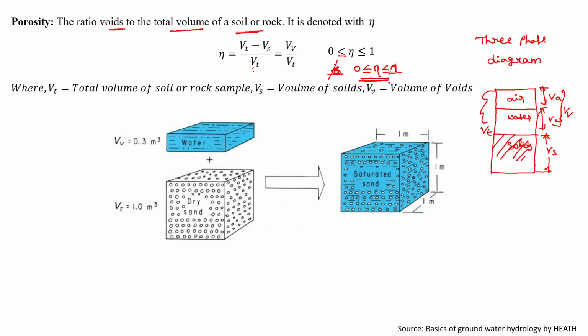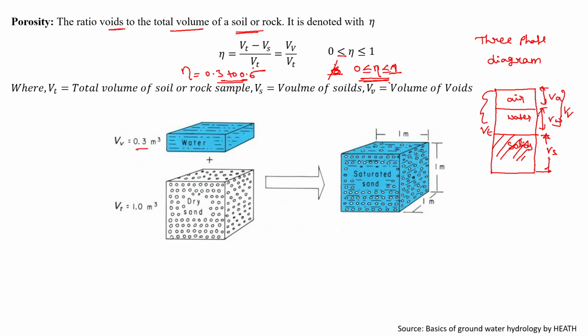And what are the terms here? Vt will be the total volume of the soil or rock sample, Vs will be the volume of solids, and Vv will be the volume of voids. Usually you will find eta in a range of 0.3 to 0.6 in a regular scenario. But there are special cases where you will have more voids compared to solids. Those are exceptional cases. In a usual case, you will observe eta in the range of 0.3 to 0.6.